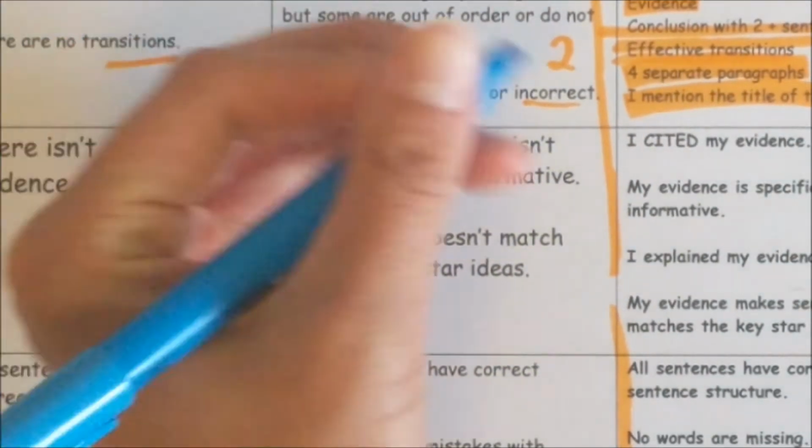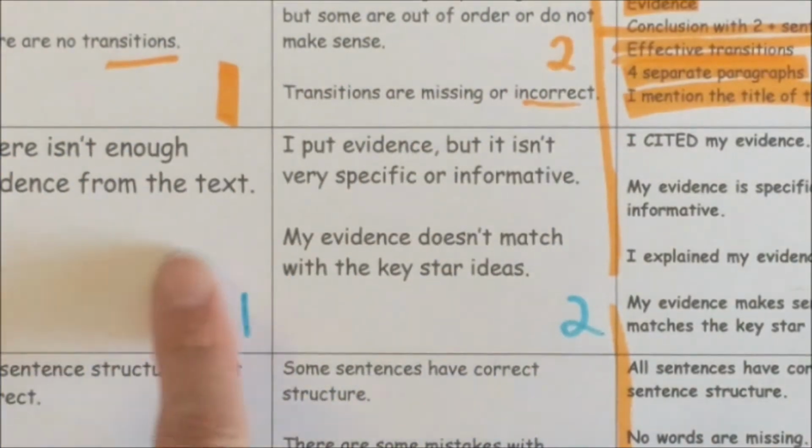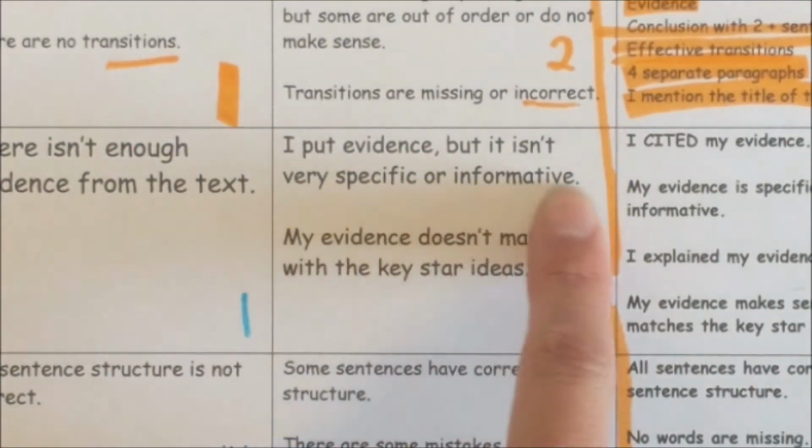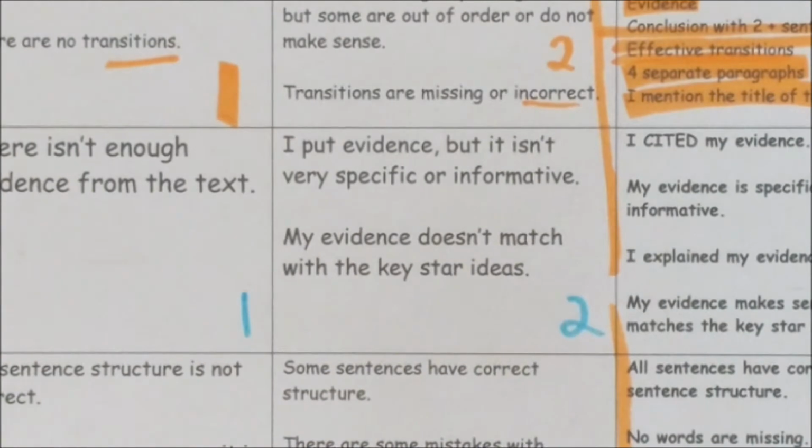So that would be a 1. To get a 2 in evidence, I put evidence, but it isn't very specific or informative. Sometimes I see this when students just write something they remember from the text, like, oh, Mrs. Deaver was mean to Janet. But that's not very specific.